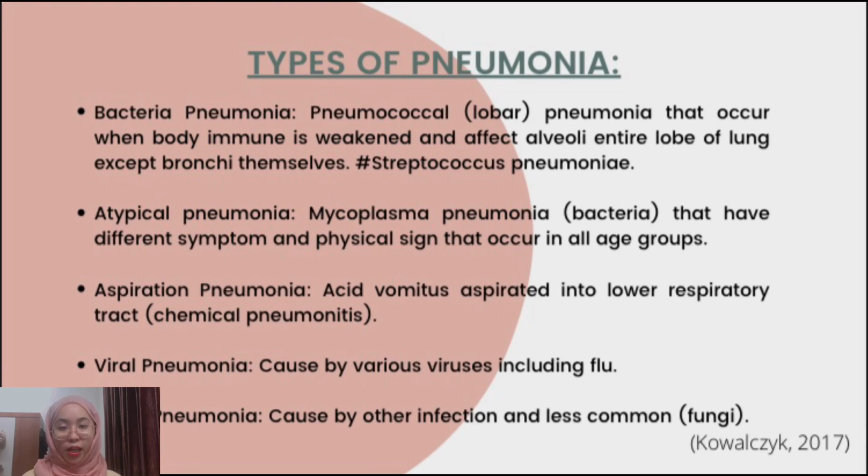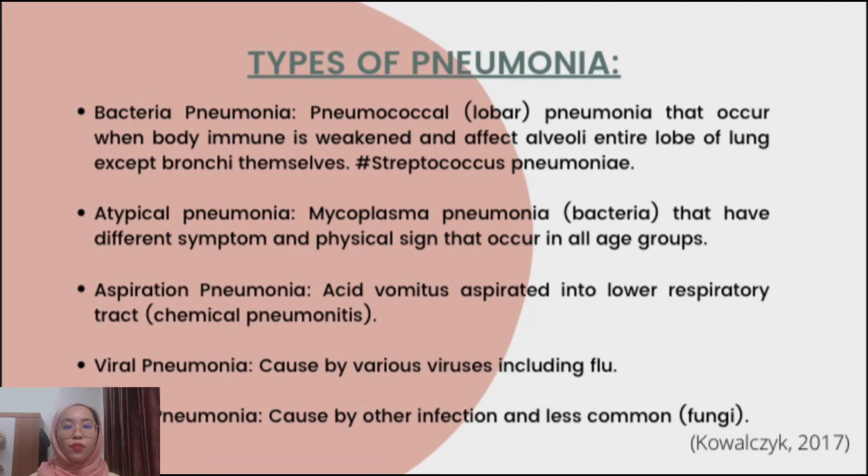For the types of pneumonia, there are five types. The first one is bacterial pneumonia, the second is atypical pneumonia, the third is aspiration pneumonia, the fourth is viral pneumonia, and the fifth is other types of pneumonia. The first type, bacterial pneumonia, which can also be called pneumococcal lobar pneumonia, only occurs when the immune system is weakened, and it can affect the entire alveolar lobe of the lung except the bronchi itself. The common bacteria of this type of pneumonia is Streptococcus pneumoniae.